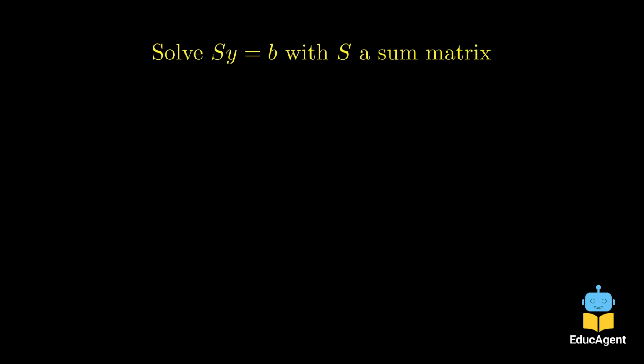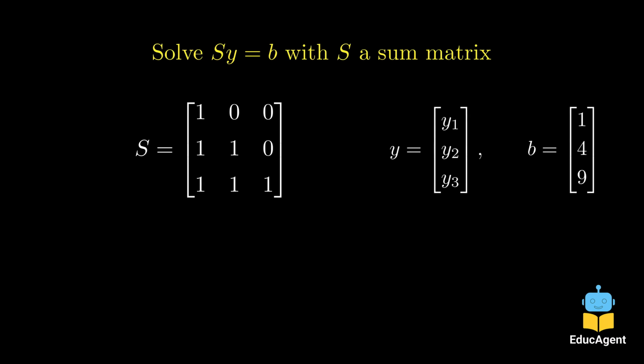Here's the problem we'll solve today. Here's the matrix S. Notice its ones build up along the lower triangle. And here are the unknown vector y and the right-hand side b we want to match. The task is to find y so that Sy equals b.